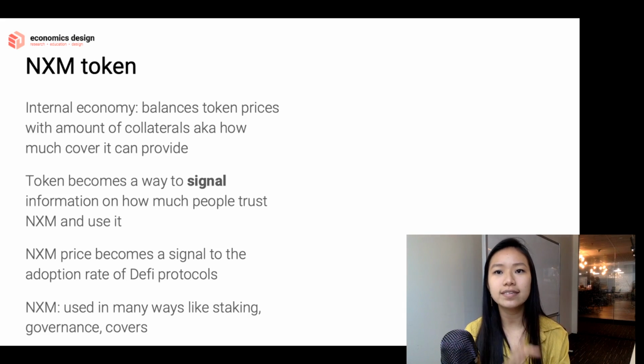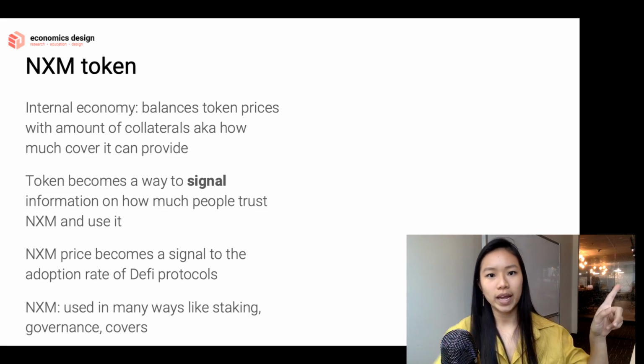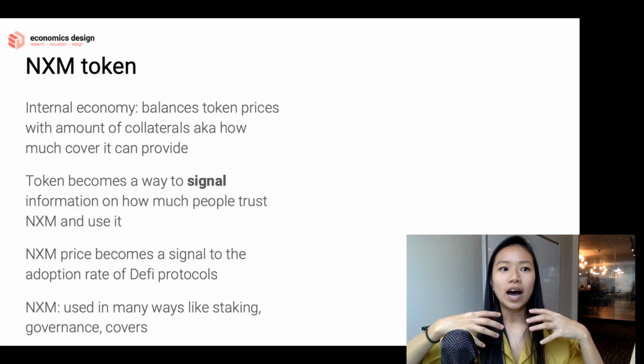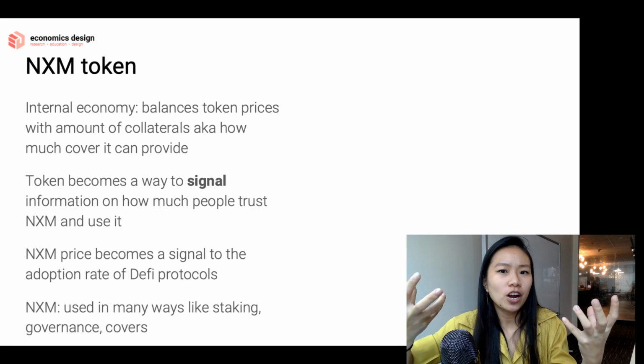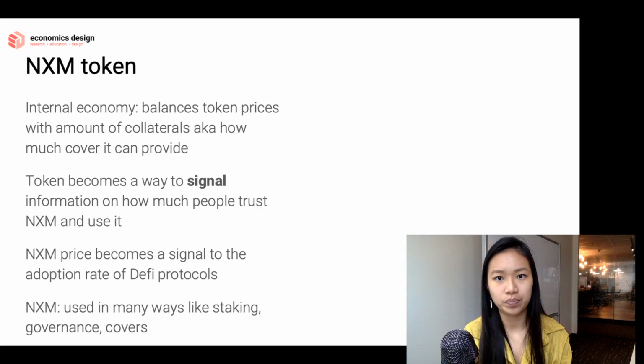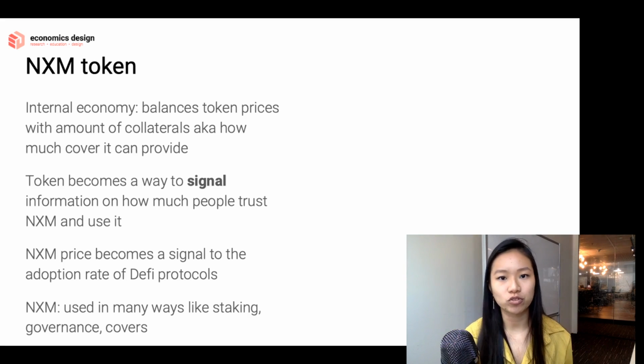The NXM price is a signal to the information of how much people trust NXM and how much people are willing to use it. Remember I told you all the way in the beginning, the insurance is about the economics of signaling? This is what I'm talking about. Because how do you share the information that people are trusting your system? You can't just go around telling people, hey, buy my stuff because people trust it. It's like, okay, talk is cheap.